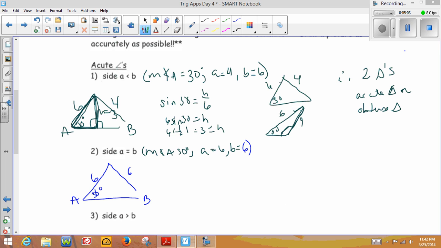Now, can this triangle be formed? Well, if I have two sides that are congruent to each other, that means that this angle would also have to be 30. And just by doing the math, 30 plus 30 is 60. So I would have enough degrees left over to make a triangle. Therefore, I would make one triangle, and it would be isosceles.